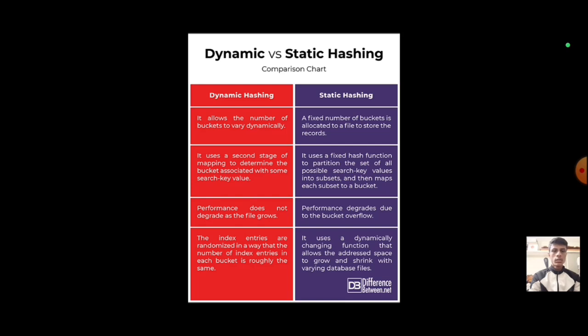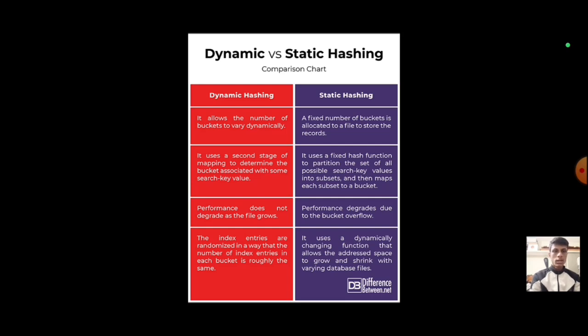In dynamic hashing, performance does not degrade as the file grows. If the file grows in size, the performance never gets low. In static hashing, performance degrades due to bucket overflow. What is bucket overflow? In the sense, the collision which occurs when there are two key values mapping to the same space.